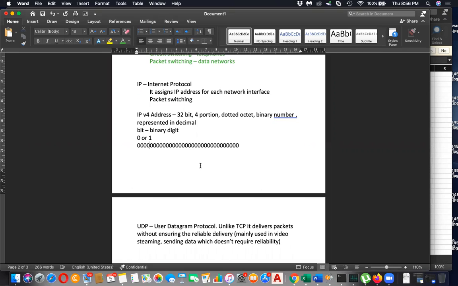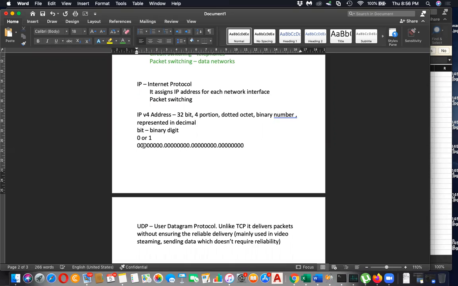Each portion has 8 bits: 1, 2, 3, 4, 5, 6, 7, 8. Eight by eight, it has dots. 4 portions. Now we can see 1, 2, 3, 4 portions, dotted octet, binary number represented in decimal.